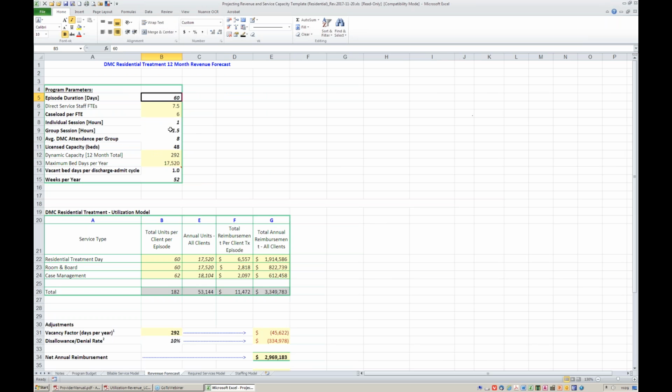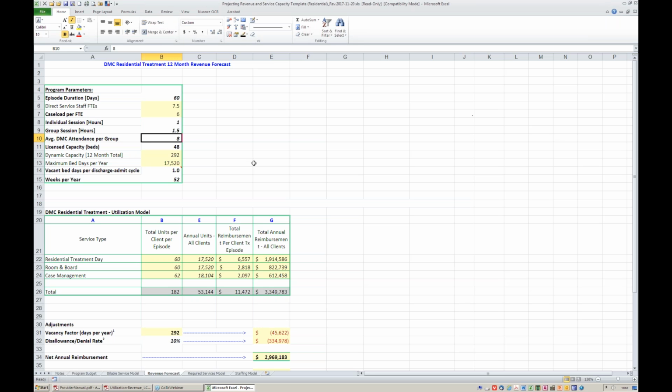The individual session is an hour, group session an hour and a half. That's just standard stuff, but you could change it if you want. License capacity, whatever that is. I just put in 48 here.